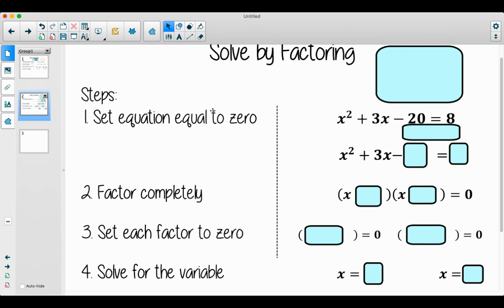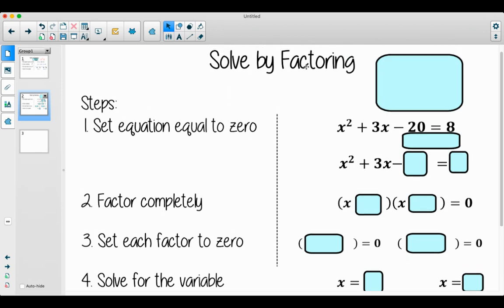Okay, in this video we're still solving by factoring in this Desmos activity, but now we have to do a little bit of extra work to set our equation equal to 0. Notice in this equation we're given x squared plus 3x minus 20 is equal to 8, and we need to solve this by factoring. So the first thing we have to do is set the equation equal to 0.